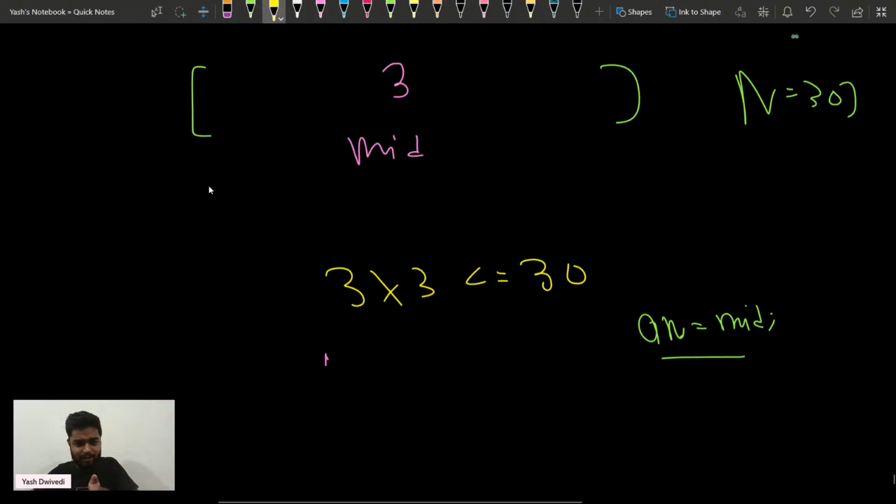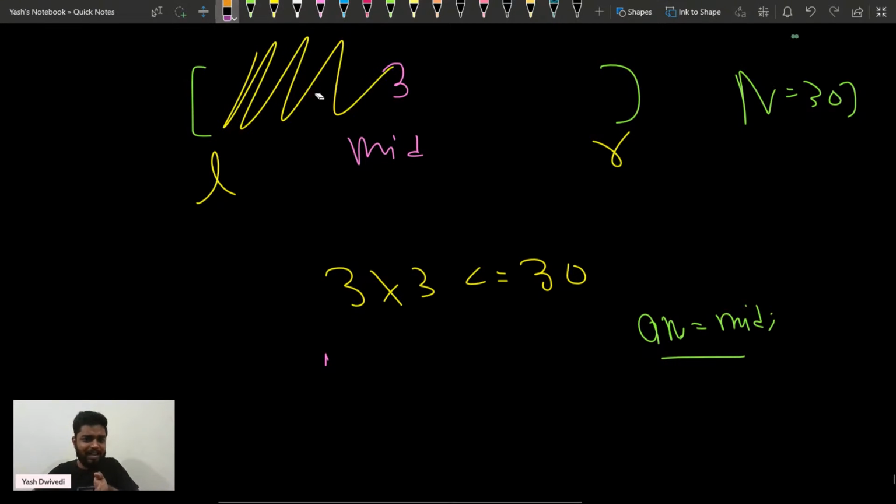So if this was my L and this was my R, all these numbers will be lesser. I want the highest value of A into A such that A into A is lesser than or equal to n. So I'll search in the right side. So I'll say that L is equal to mid plus 1.